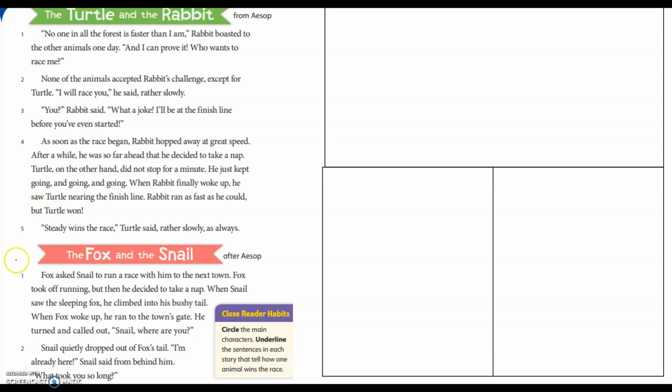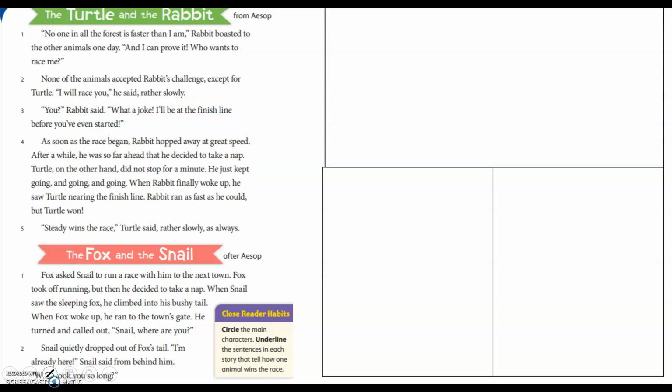The Turtle and the Rabbit. No one in all the forest is faster than I am, Rabbit boasted to the other animals one day, and I can prove it. Who wants to race me? None of the animals accepted Rabbit's challenge except for Turtle. I will race you, he said rather slowly.